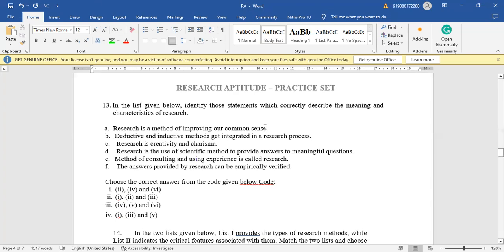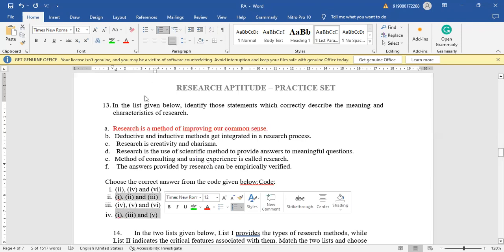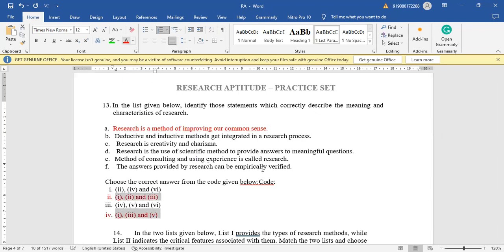Research is a method of improving our common sense. Yes or no? No, sir. Education will not improve our common sense, because that comes through experience and the values and ethics you have in your life. So whatever options include 1, that is ruled out. Now both options 4 and 6 are perfect, so don't read those. So read 2 and 5 and come to the conclusion.